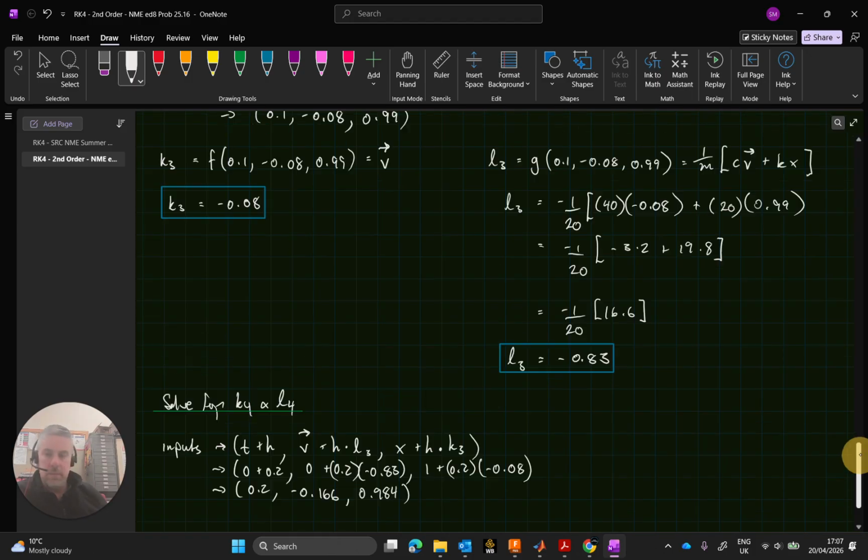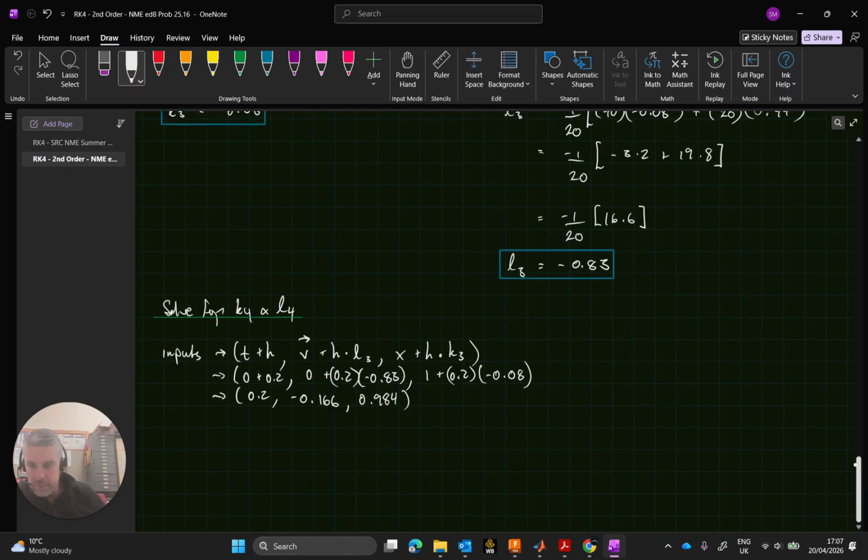So K4 is equal to the f function using 0.2, minus 0.166 and 0.984. That is equal to my v, is what the f function is. The only input I have to plug in is the v value, minus 0.166, which means K4 is equal to minus 0.166. And that's in green.